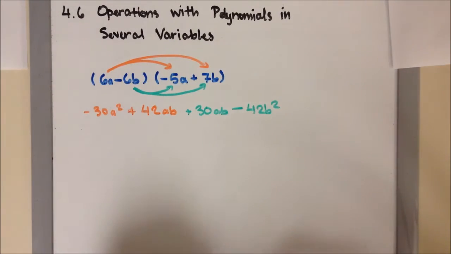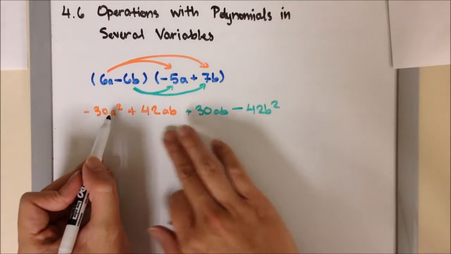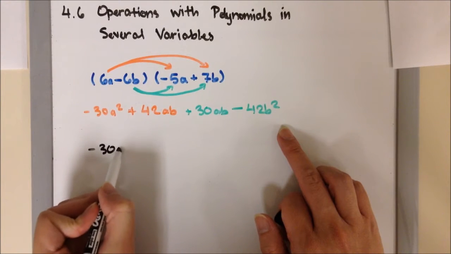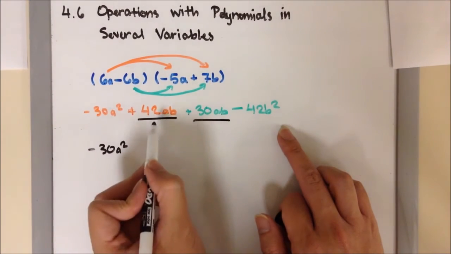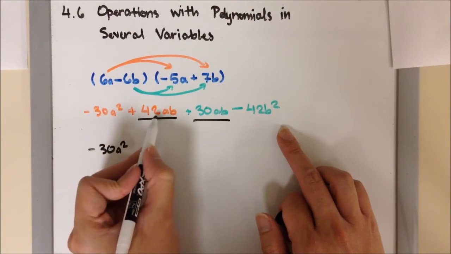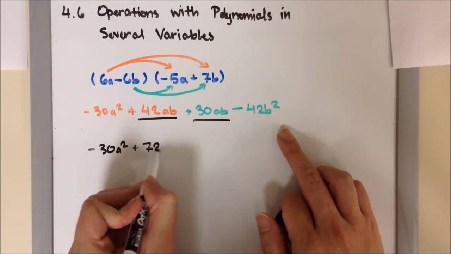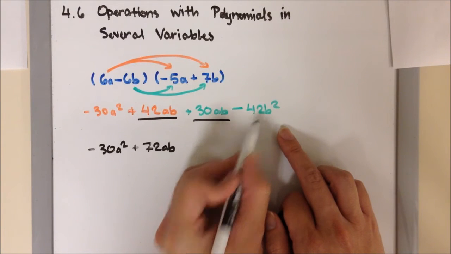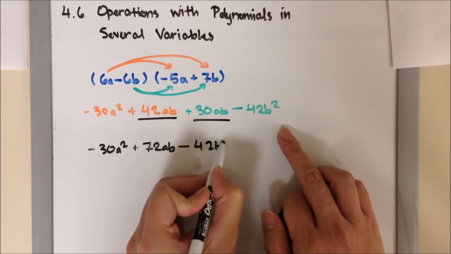Now I'm going to combine like terms. So let me look at my negative 30a squared. There's none, so I'm just going to bring it down. But I notice I actually have two terms with ab, so I'm going to combine these two. So these two, positive 42 with a positive 30, plus 72ab. I don't have any more terms with b squared, so I'll bring that one down. So negative 42b squared.